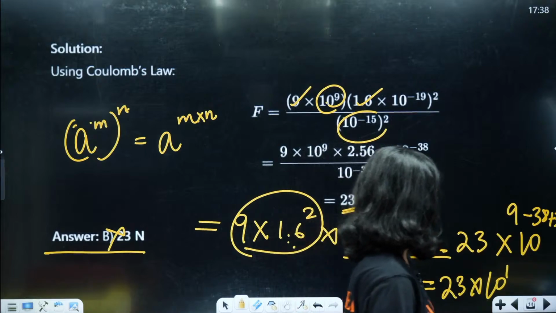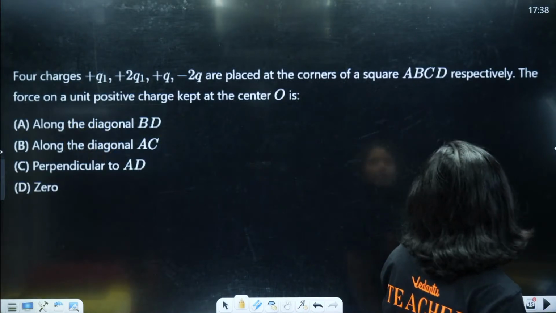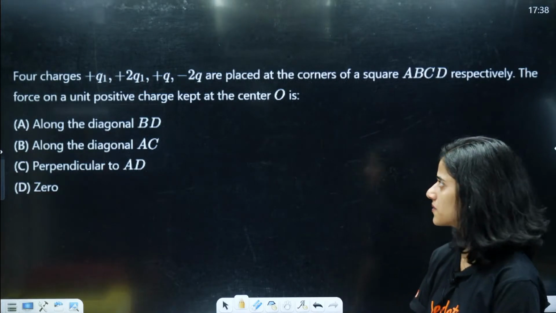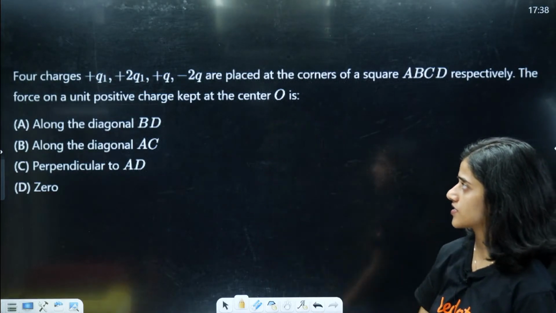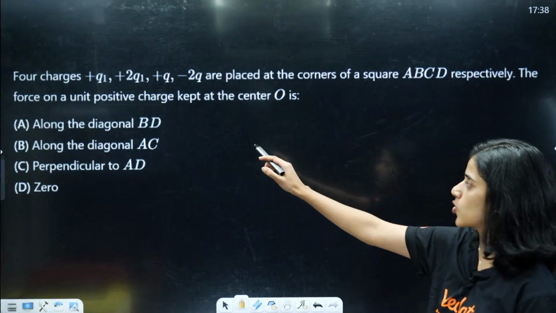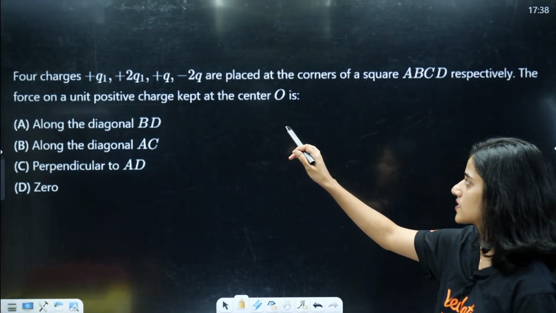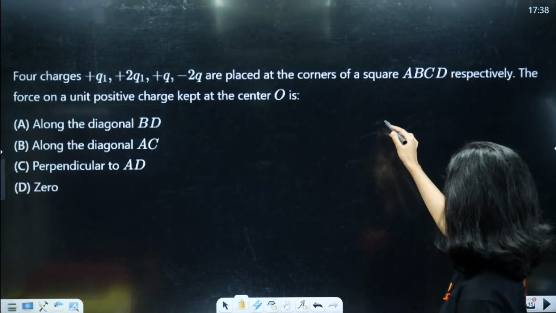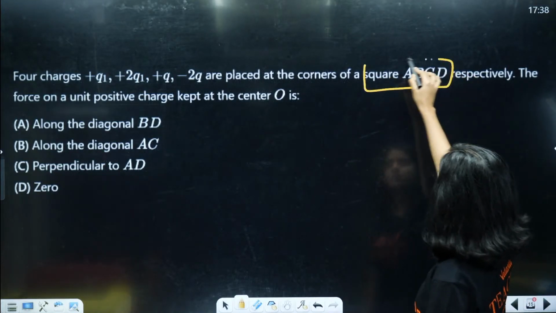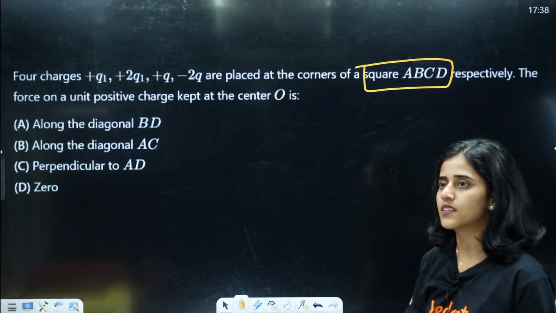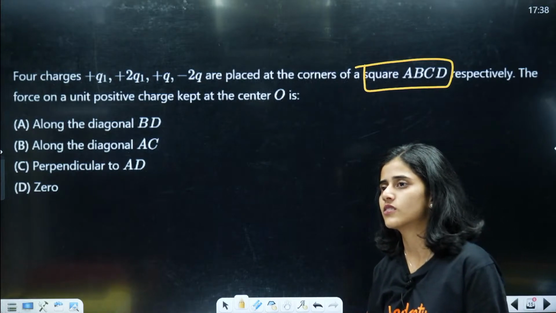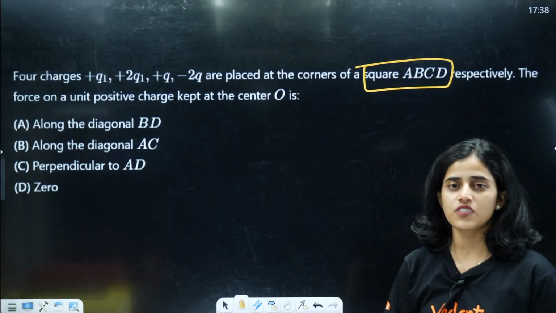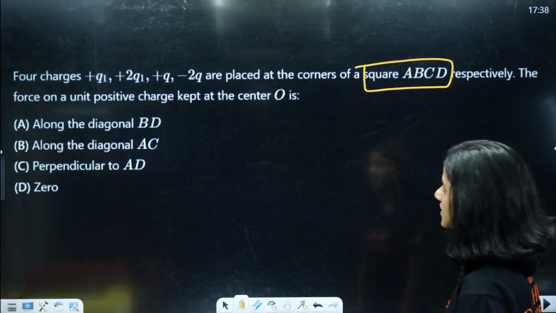All right, let's move on to the next question. The next question is a little different but similar. You have 4 charges: plus Q, plus 2Q, plus Q and minus 2Q. They're all placed on the corners of a square ABCD.